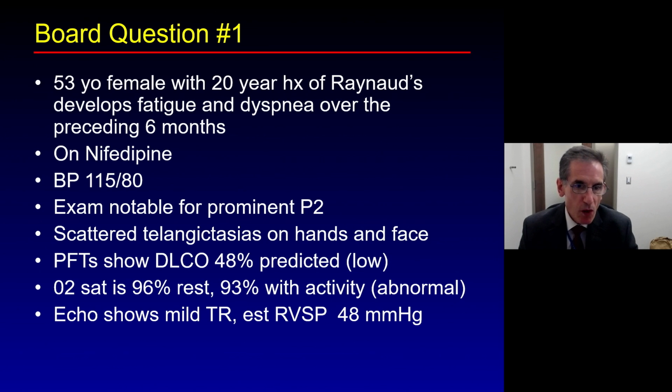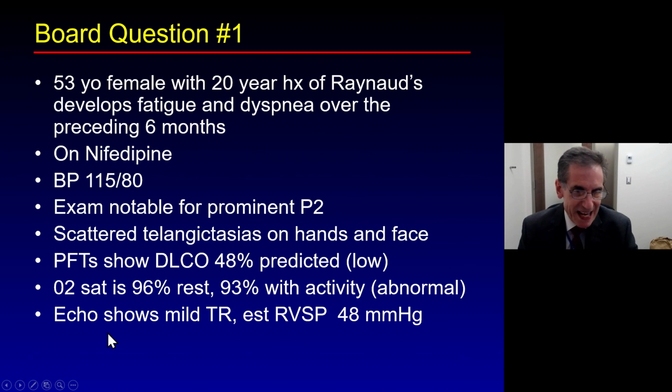Board question number 1. Here's a 53-year-old female with a 20-year history of Raynaud's, develops fatigue and dyspnea over the preceding 6 months. They're on nifedipine, their blood pressure is controlled, notable for a prominent pulmonic heart sound, scattered telangiectasias in the hands and face. PFTs are done, which shows a diffusion capacity which is 48% predicted, which is low. They have a normal oxygen saturation at rest, but have modest desaturation with activity.